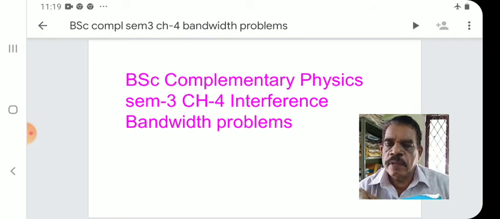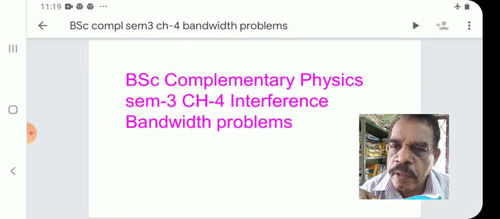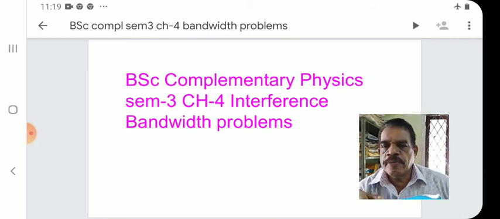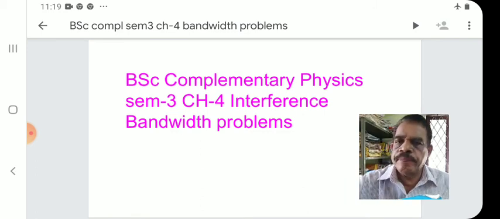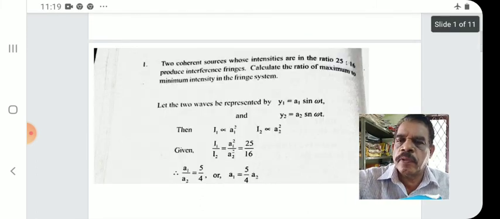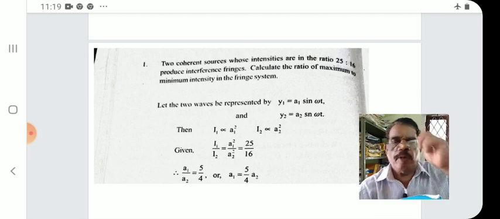Semester 3, Interference continued. Today we discuss some of the problems in interference bands, bandwidth of interference bands. We will do some problems for Complementary Physics, Semester 3. And here is the first problem.